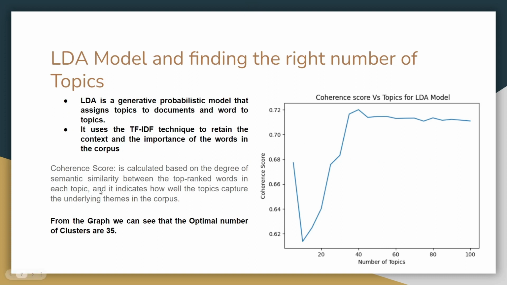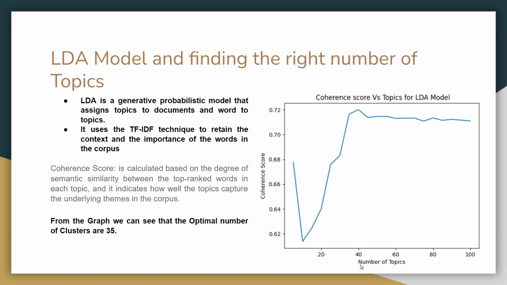This is a generative probabilistic model, and in this model we are looping over the number of topics and calculating the coherence score. Coherence score indicates how well the topics capture the underlying themes in the corpus. The higher the coherence score, the better the performance of the model.